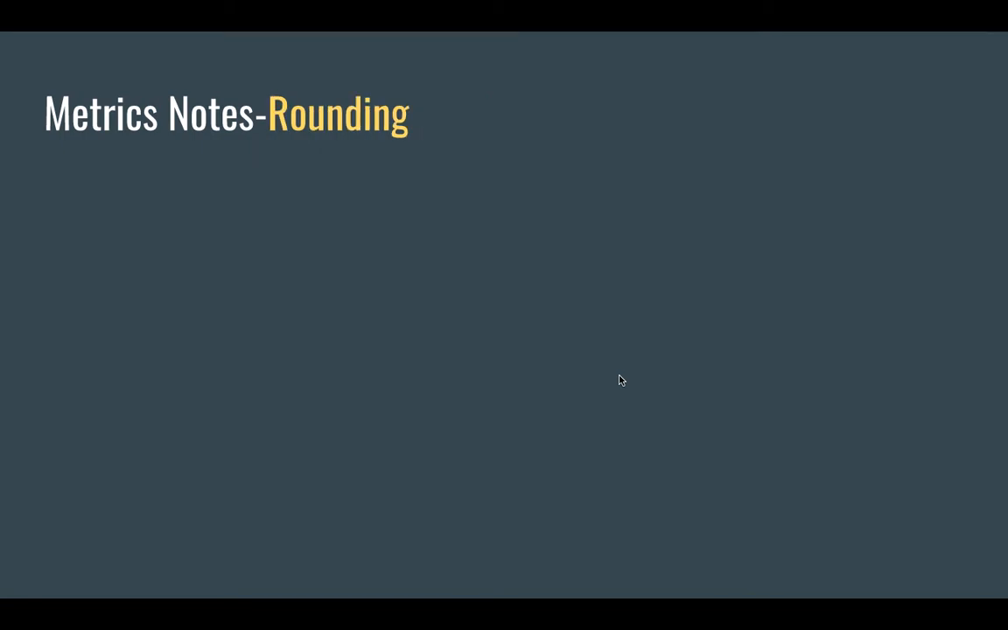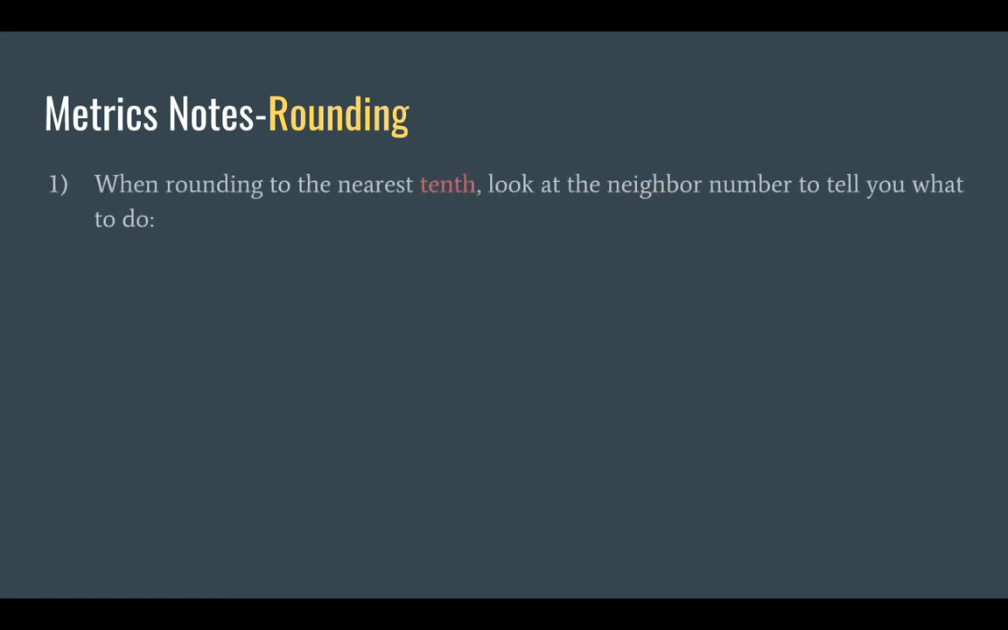So now I want to talk about rounding. When rounding to the nearest tenth, look at the neighbor number to tell you what to do. If that neighbor is 5 or more, the number rounds up. If the number is 4 or less, it stays the same. Please write down these examples.